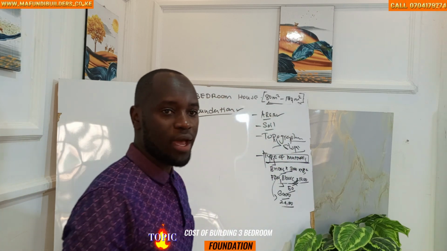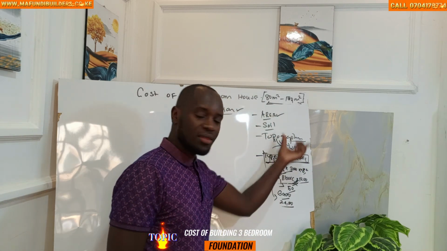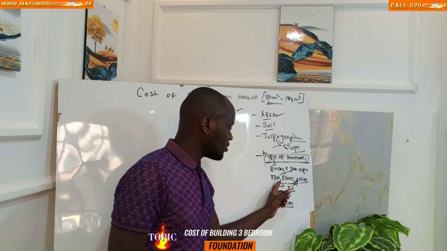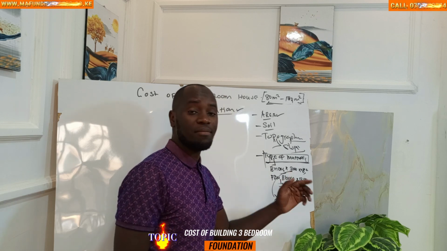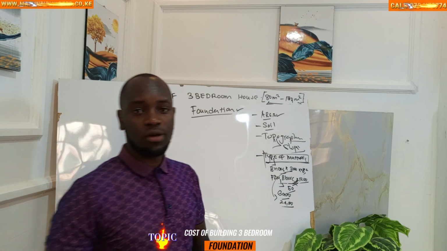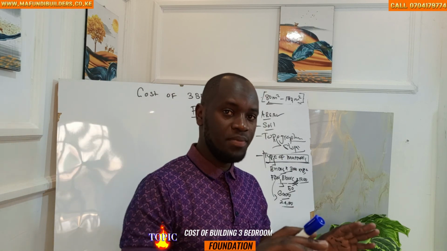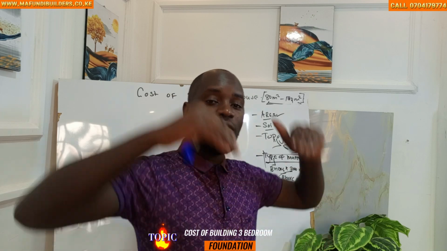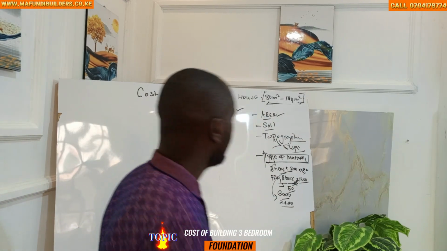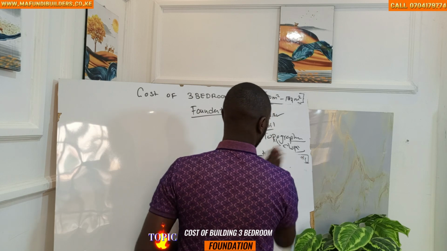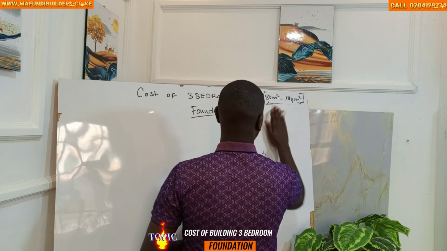Because where you are also determines the transportation cost. The same person might buy at 50 shillings, another person will buy at 60 shillings because of the transportation cost. Because remember, the materials are the same. The only difference comes in because of transport. So those are the four things that are going to affect the cost of foundation.